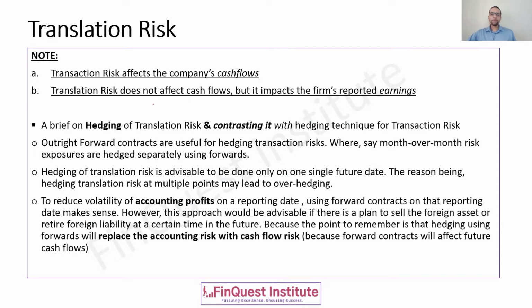Now, a couple of points to remember. Transaction risk is going to impact a company's cash flows, whereas translation risk, although it doesn't impact cash flows, will definitely have an impact on the firm's reported earnings. This is something you should remember for the exam. Transaction risk is related to cash flows. Translation risk is related to the firm's reported earnings.